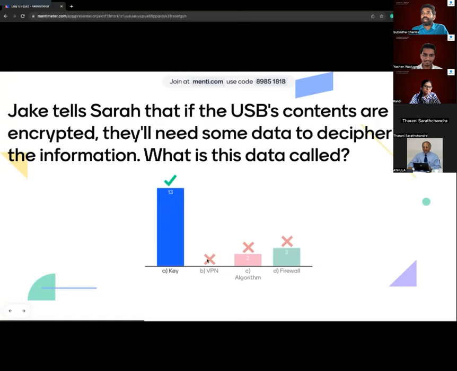About VPN, that's a misleading answer. That is not what we are looking for. The algorithm is connected, because yes, we need an algorithm to decrypt. But typically this algorithm is public knowledge, meaning everybody knows how AES works and everybody knows how DES works. The encryption algorithms are public knowledge. The key is the secret. If you have that key, then you can decipher the information.